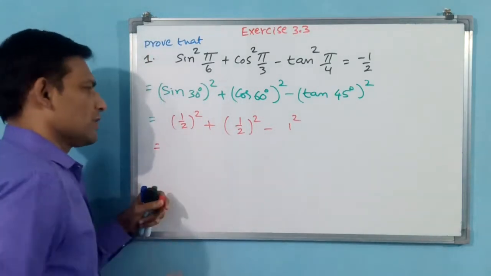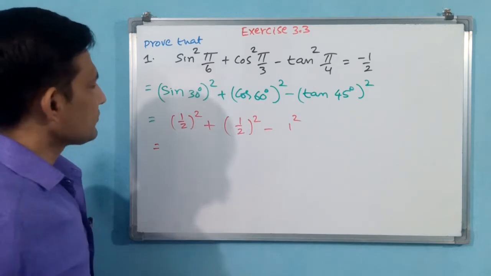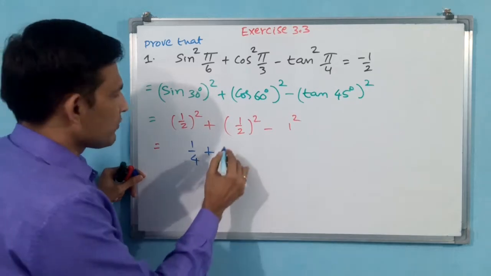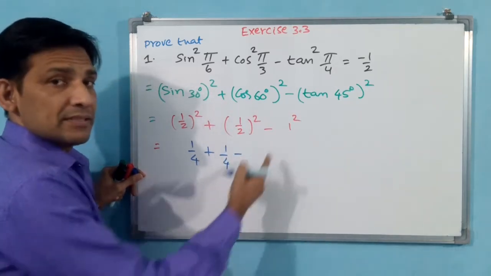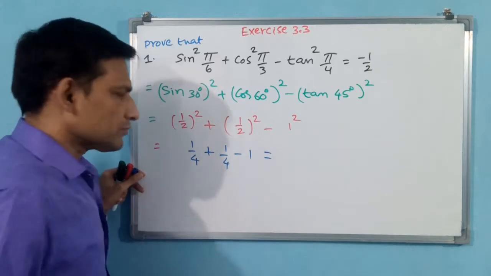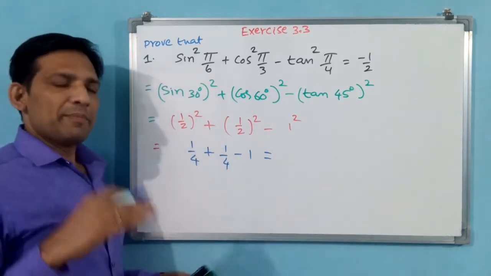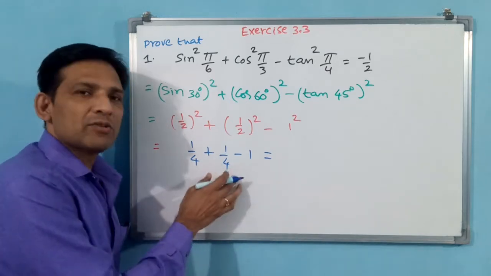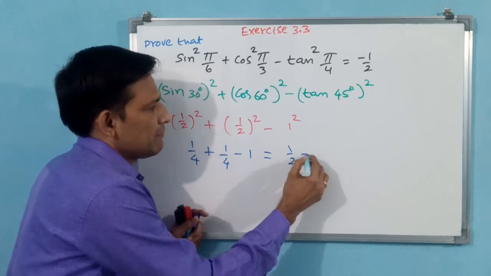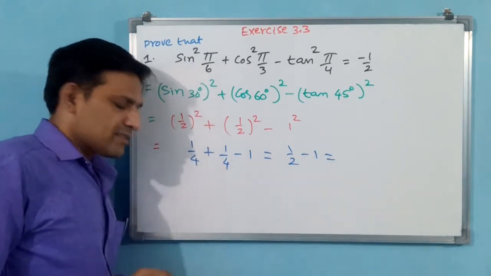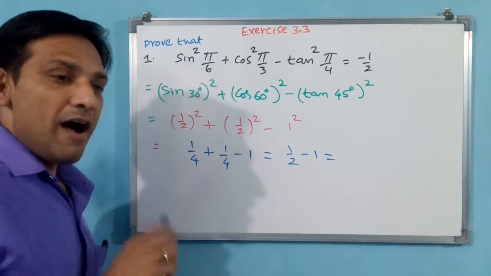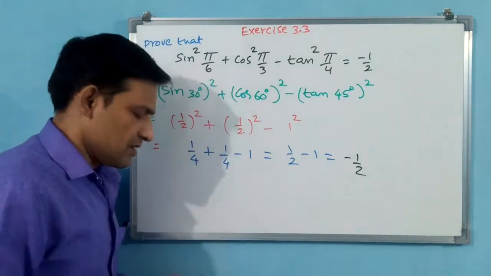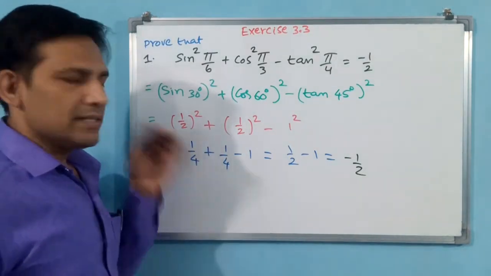That's all. Okay. Now you see 1 by 2 whole square is 1 by 4, plus 1 by 2 whole square is again 1 by 4, minus 1 square is 1. Okay, see, 1 plus 1 is 2, half plus half is 1, quarter plus quarter is half, minus 1, 1 minus half is half, half minus 1 is minus half. RHS proved. Okay, like this you have to finish.